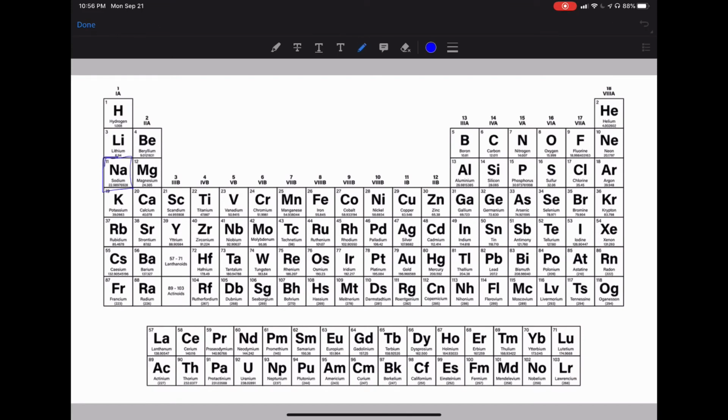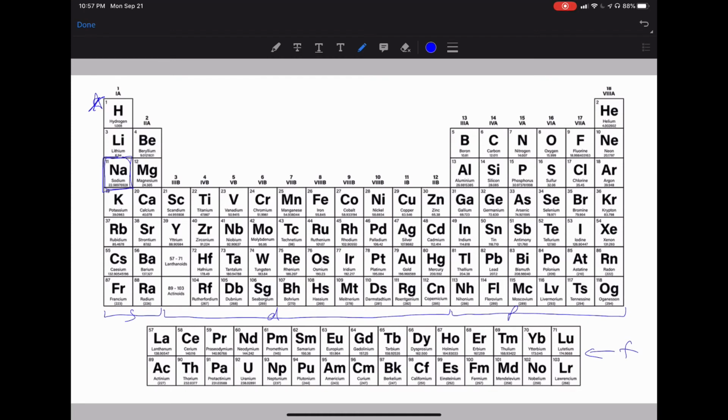Here's sodium on the periodic table. And if we want to write the electron configuration for sodium, again, we're going to start in the upper left corner. And again, this is the S block. The transition metals here, that's the D block. This is the P block, and then down here, this is the F block. So we have S, D, and P.